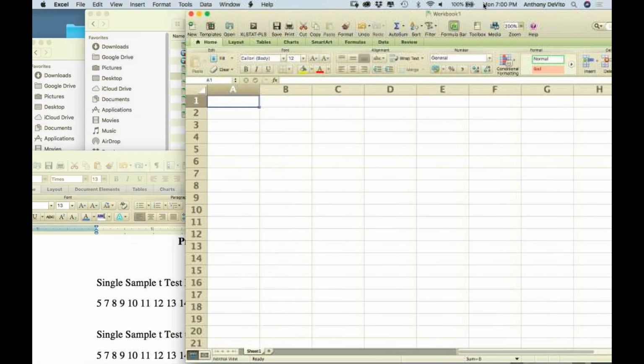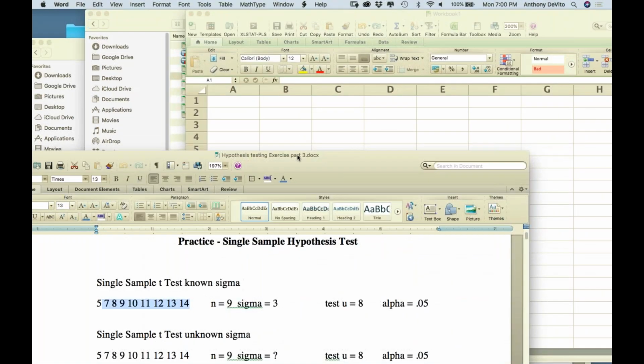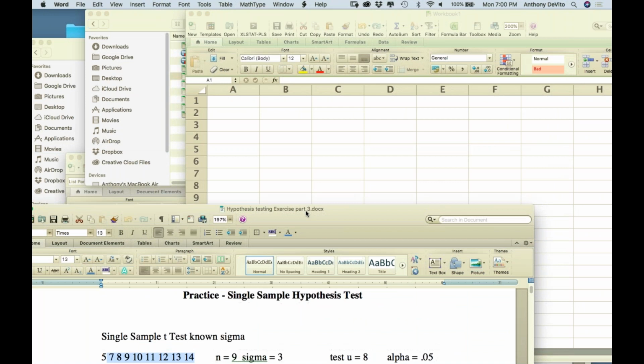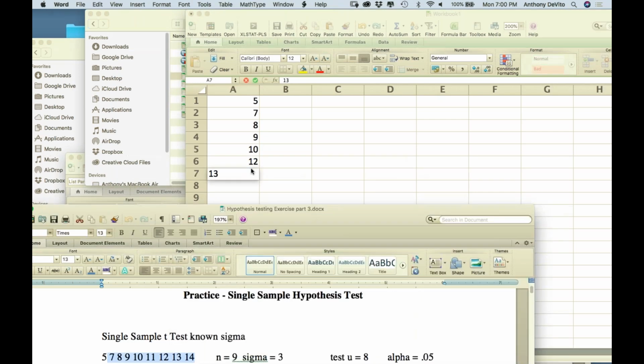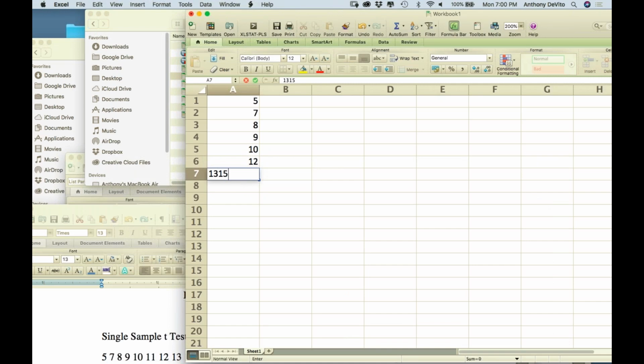I'm going to type these values in here since I can't find the file right off the bat. 5, 7, 8, 9. Not exactly a nice normal distribution, but we're going to use it anyway. 12, 13, 14.